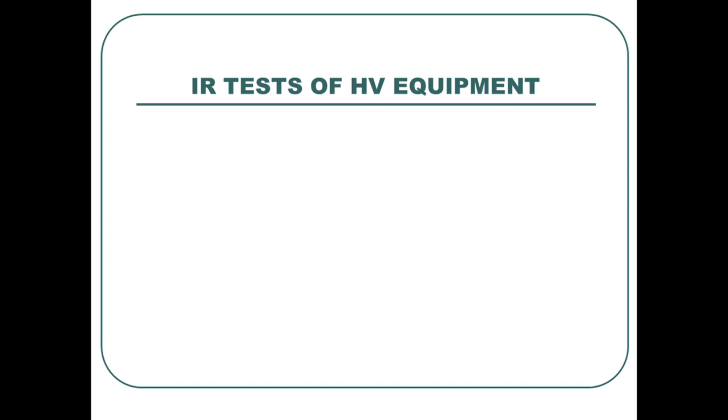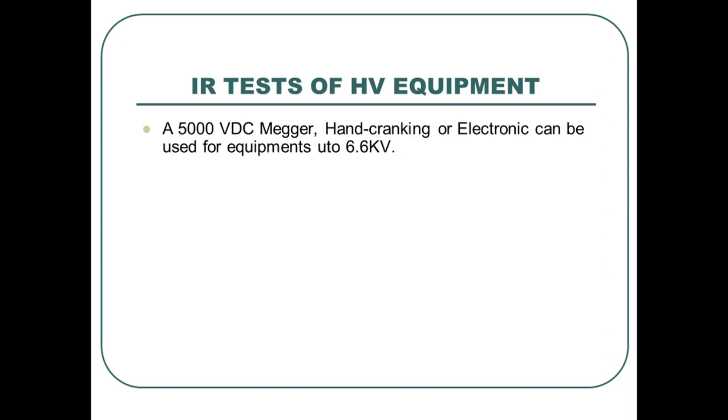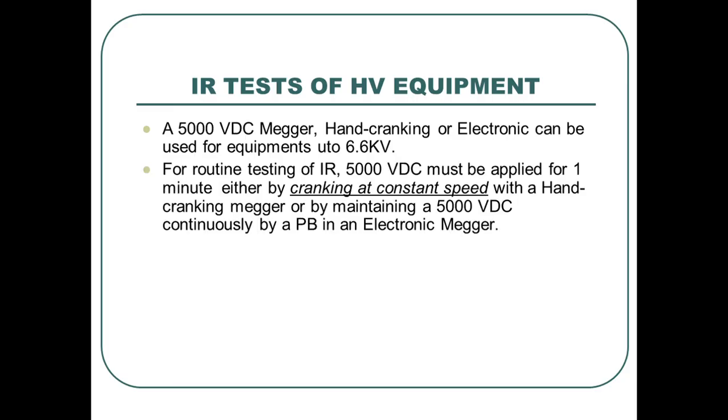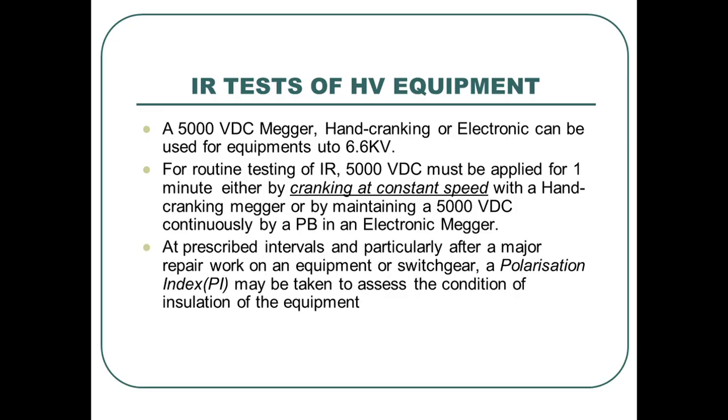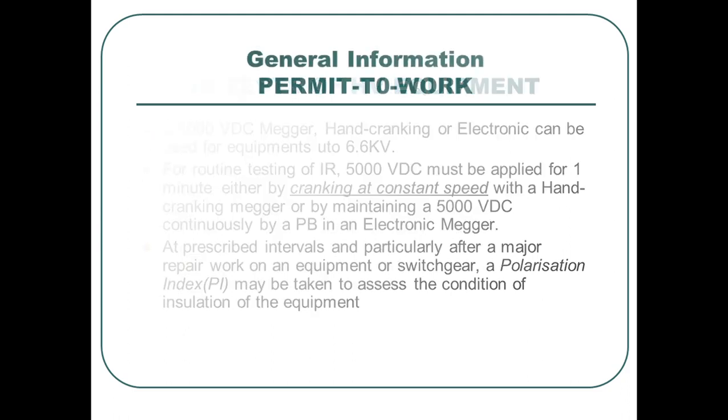IR tests of high voltage equipment. A 5000 volt DC megger, hand cranking or electronic, can be used for equipment up to 6.6 kilovolt. For routine testing of IR, DC must be applied for 1 minute either by cranking at constant speed with a hand cranking megger or by maintaining 5000 volt DC continuously by pressing the PV in the electronic megger. At a prescribed interval, and particularly after a major repair work on equipment or switchgear, a polarization index, that is PI, may be taken to assess the condition of insulation of the equipment.